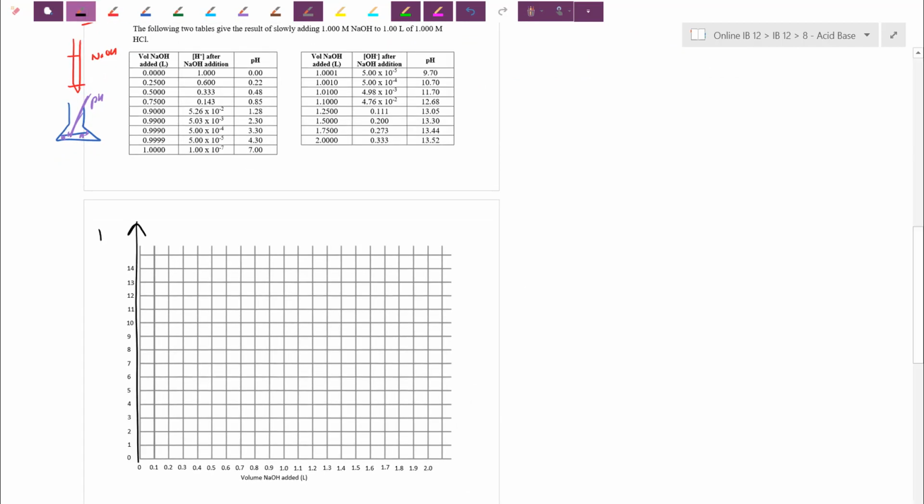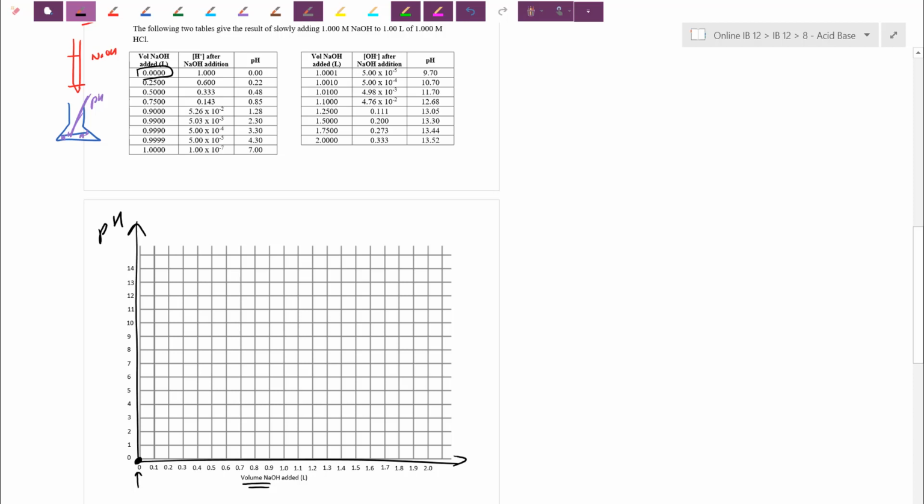We're going to plot pH on the vertical axis. And because I'm slowly adding in NaOH, I'm going to plot this on the horizontal axis. Before you add in any base, the concentration of H+ happens to be 1 molar, and the pH happens to be 0. I'm just tracking the pH. So when I add no base, the pH is 0. It goes through 0, 0. Then I'm just going to plot through these points here.